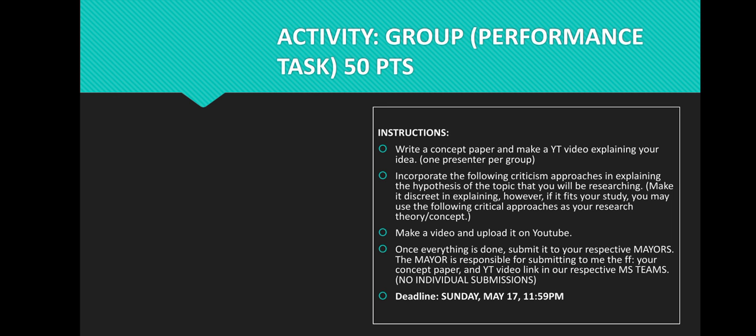Use the key questions to explain your concept. However, if it fits your study, you can use the critical approaches as part of your research, theory, or conceptual framework. Okay, so there's that. Of course, you won't be using that alone unless it fits your study alone. You can also mix whatever critical approaches with a main theory that you'll be using.